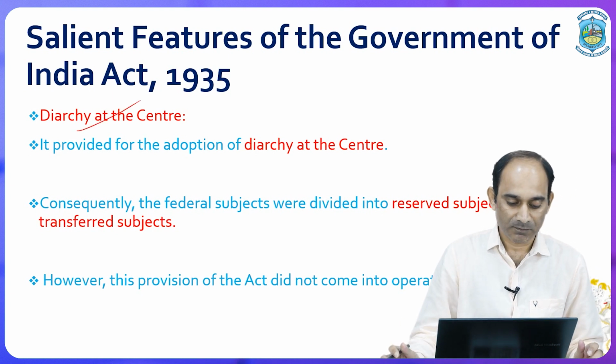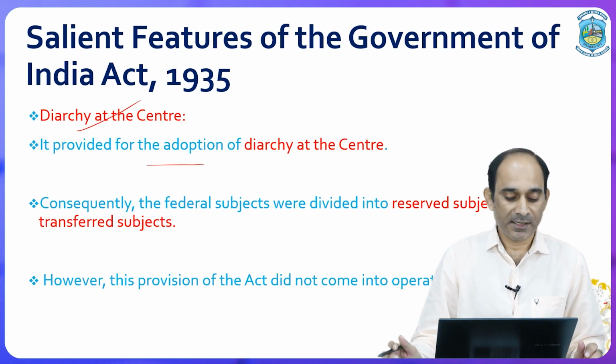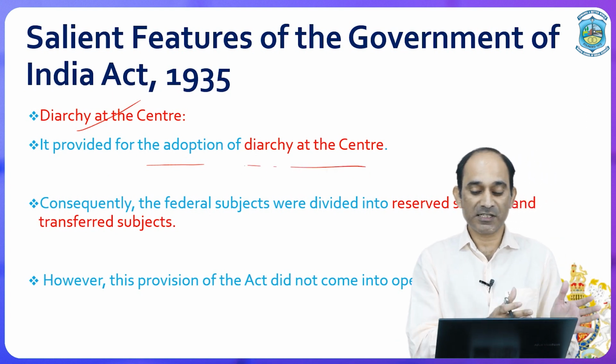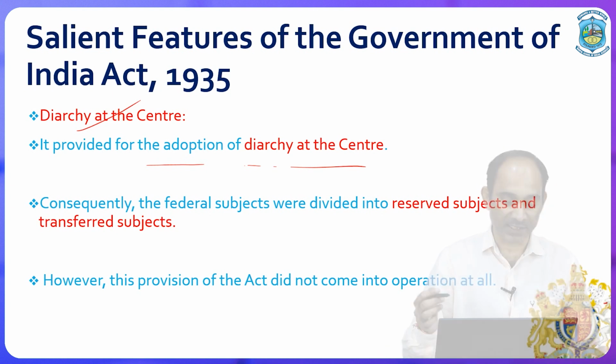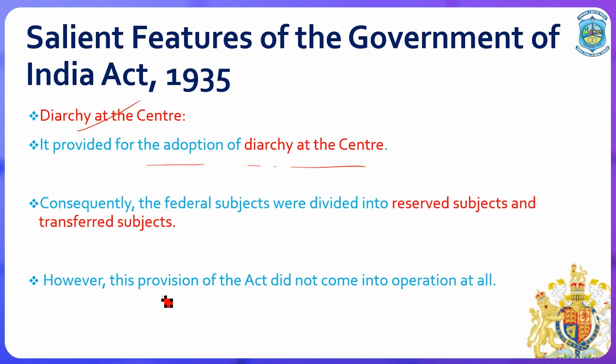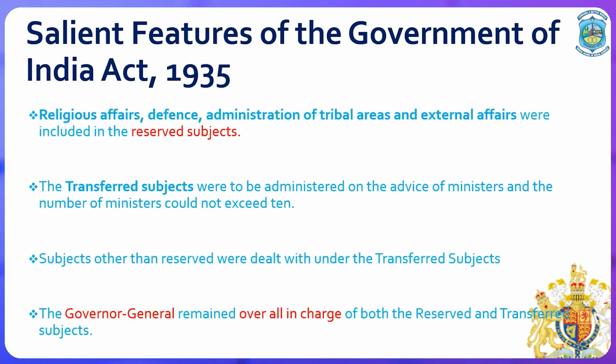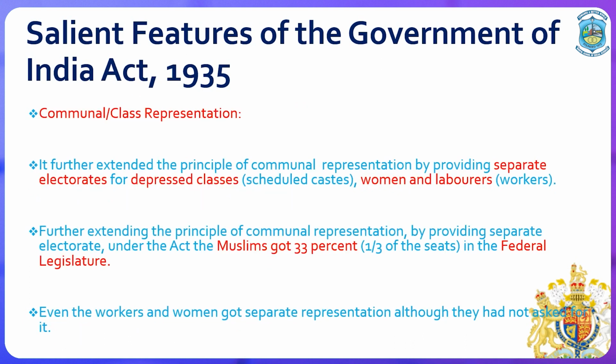Diarchy at the center. It also provided for the adoption of diarchy at the center, where reserved subjects and transferred subjects were divided in the federal subjects. However, the provisions of this Act did not come into operation at all, so we can ignore this point. Religious affairs, defense, administration of tribal areas and external affairs were the important reserved subjects, whereas all the other subjects were included in the transferred subjects.